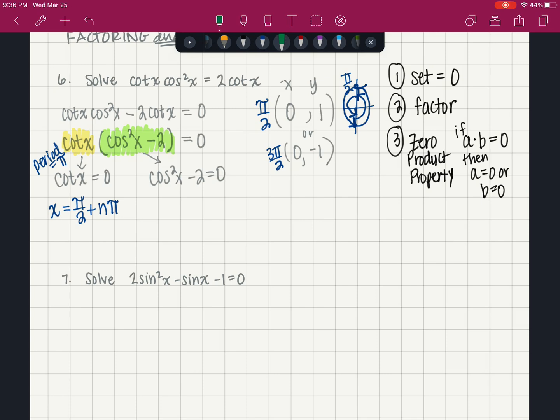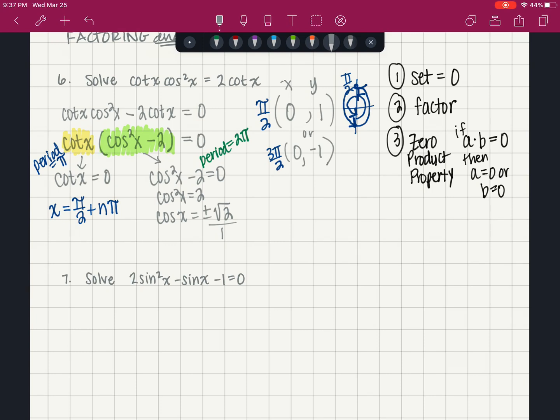The standard period though for cosine is 2 pi. So we're going to solve this equation. Cosine squared of x equals 2. We're going to square root both sides. Cosine of x equals plus or minus the square root of 2. The square root of 2. Square root of 2 over 1. Well, that's not a cosine.